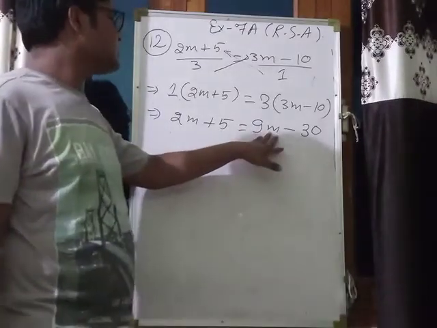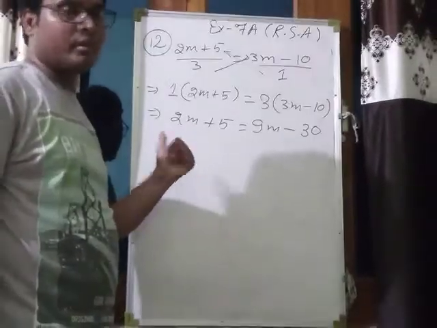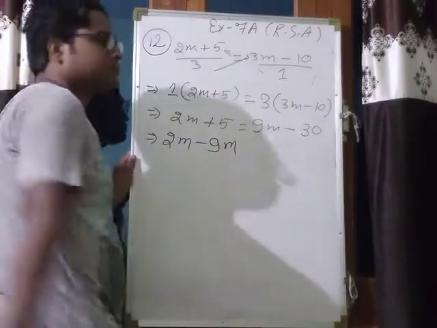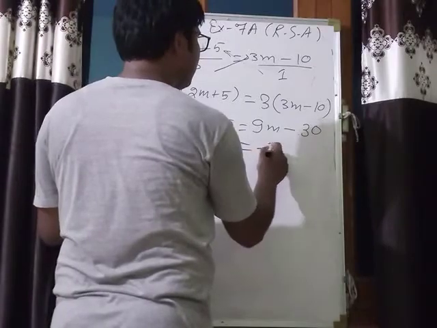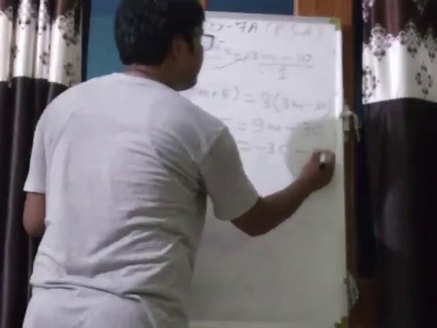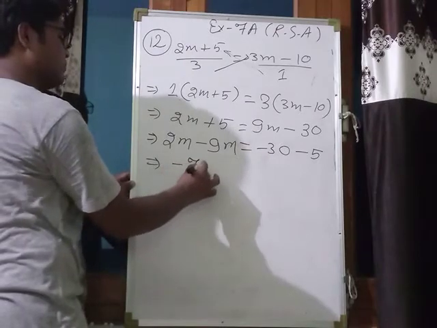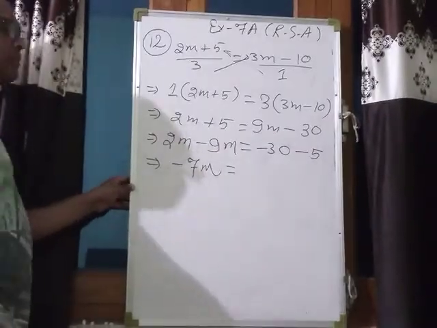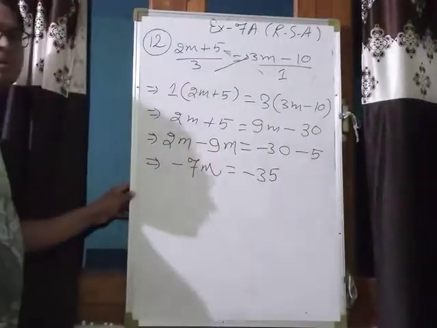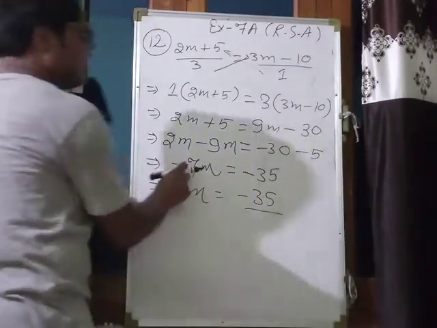Okay. Now this term and this term have the variable m. Transfer this term to the left side. So what we have, 2m minus 9m, that is equal to minus 30, and transfer this constant term to the right side, that is plus 5, so it will be minus 5. So what we have, 2m minus 9m, that is minus 7m, and in the right side minus 30 minus 5, minus 35. So we have m is equal to minus 35 divided by minus 7.